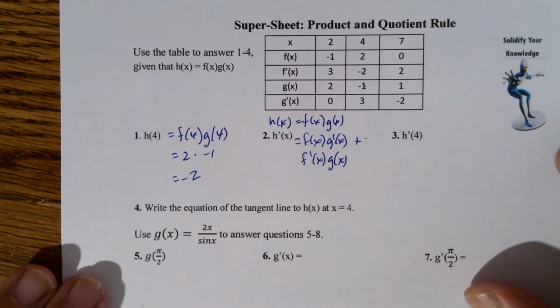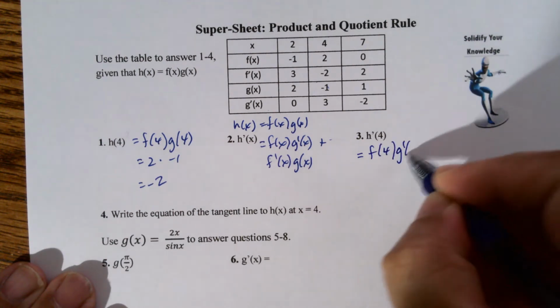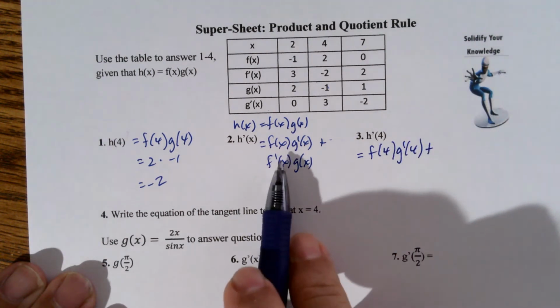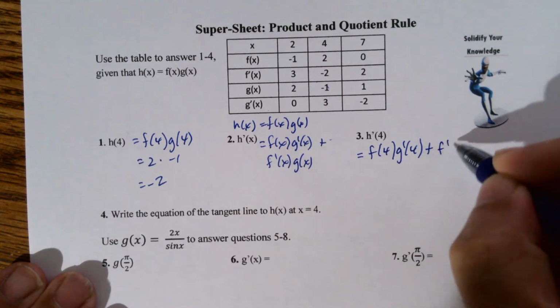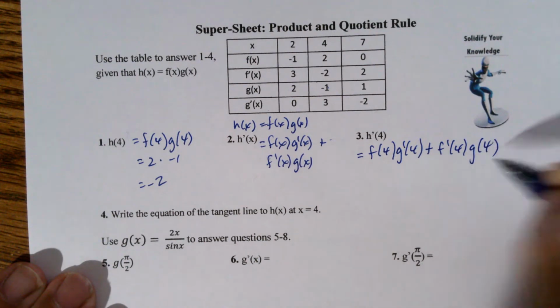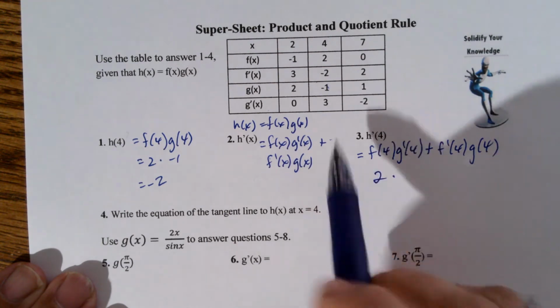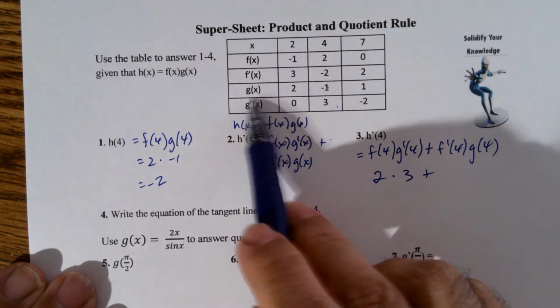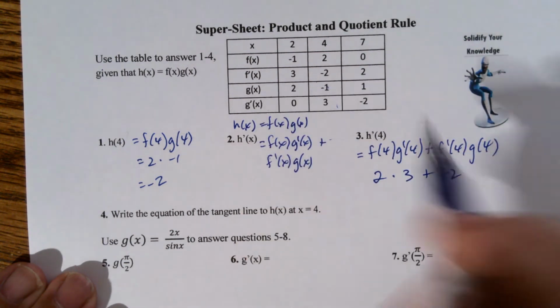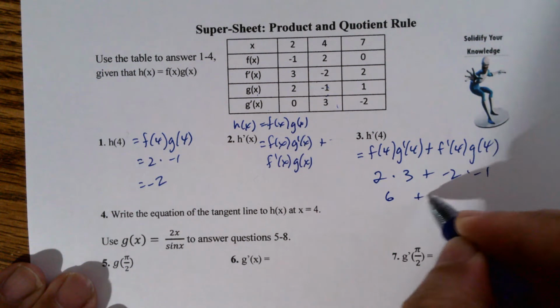All right, and then h prime of 4 means you're doing f of 4 times g prime of 4. Right, all I'm doing is writing this out by filling in the 4's for x, plus f prime of 4 times g of 4. So f of 4 is 2, g prime of 4 is 3, f prime of 4 is -2, g of 4 is -1. So that's 6 plus 2 makes 8.